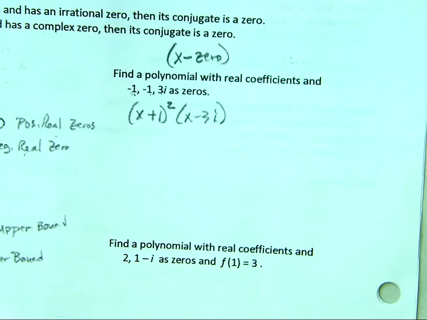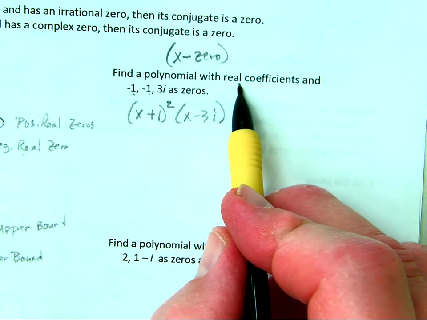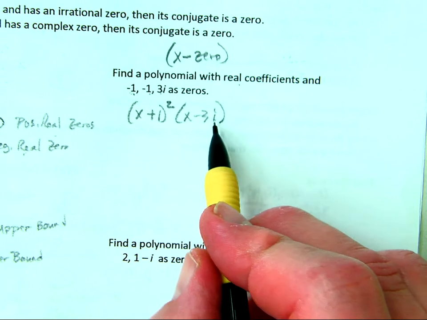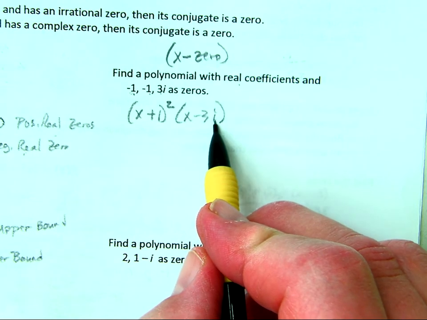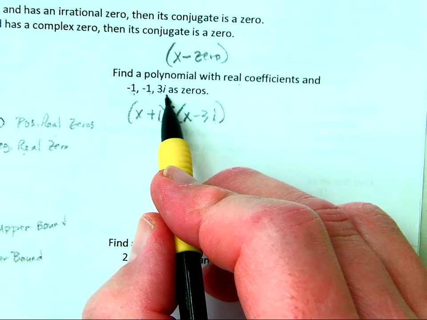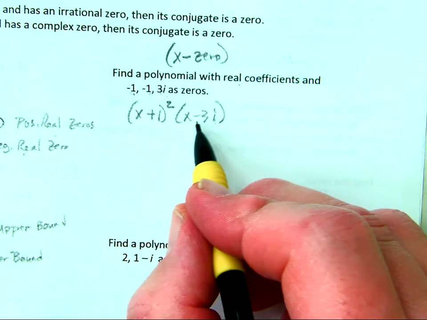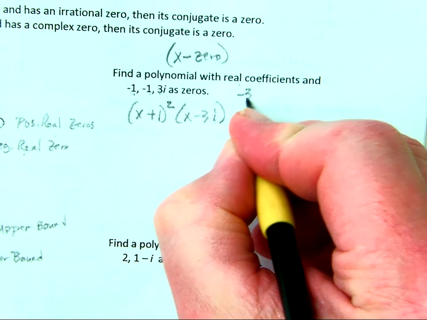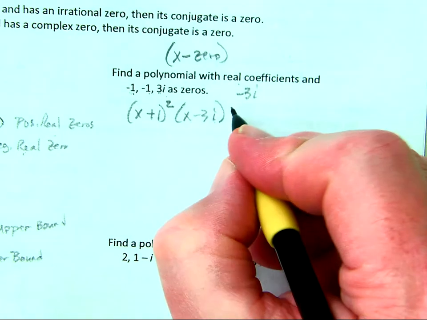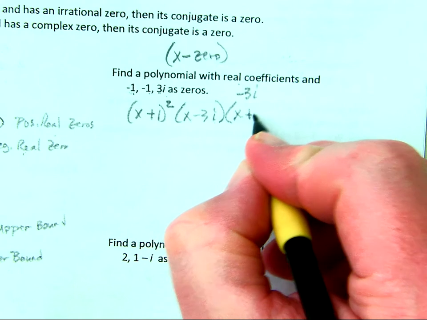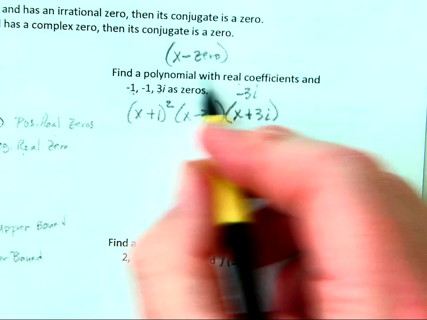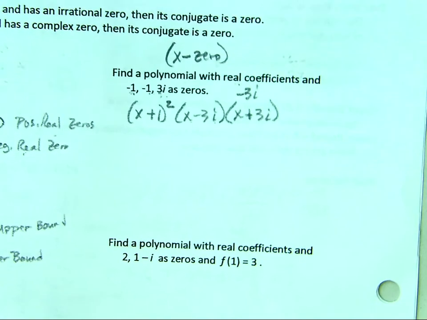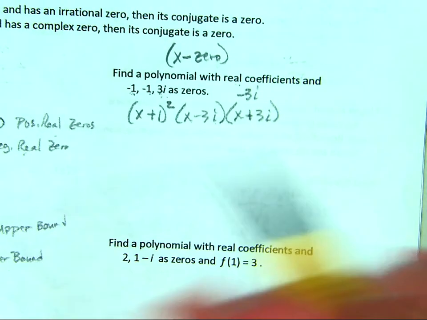Now one other thing, this is a polynomial with real coefficients. Real means no i's. Well, if one of our factors has an i in it, then its conjugate must also be a 0. So if 3i is a 0, its conjugate, which is negative 3i, is also a 0. So that'd be x minus a negative 3i. So anytime the polynomial has real coefficients, if you're given an i as one of the zeros, its conjugate must also be one.